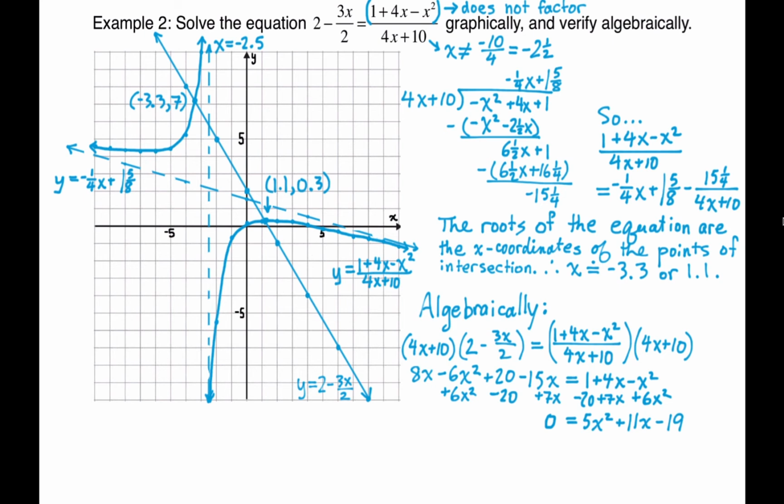this quadratic equation is a little bit of a nastier quadratic equation because it doesn't factor so easily. So instead we can use the quadratic formula, negative b plus or minus the square root of b squared minus 4ac all over 2a, where a is 5, b is 11, and c is negative 19. So if you simplify this, it's negative 11 plus or minus the square root of 501 all over 10. And evaluating that to one decimal place, you'll get negative 3.3, and the other root is 1.1. So that's a confirmation of what we got graphically.